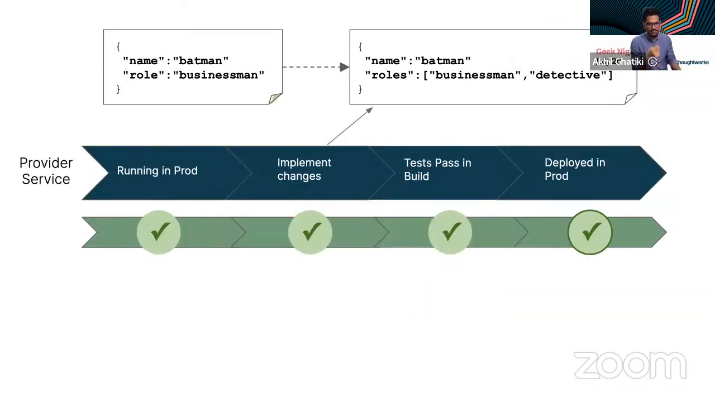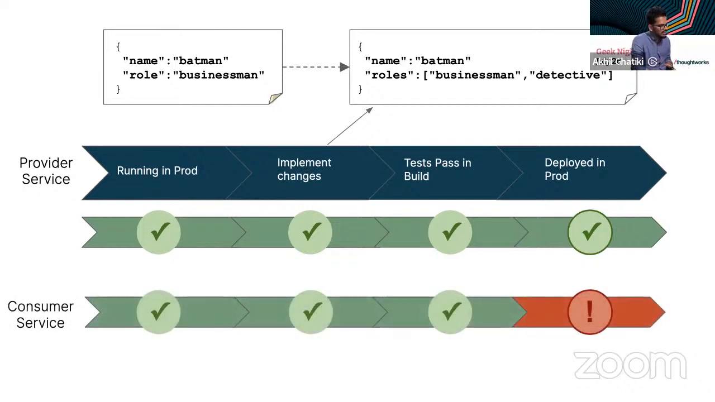So you did your component level testing, and your pipeline is green. There is a provider, the upstream service, and a consumer, the downstream service. The provider has a first schema. In the JSON contract, the name is Batman and the role is businessman. So it's perfectly fine. Then there was a change in the JSON contract. Now the roles is an array, like Batman is a businessman along with being a detective. Their pipeline is still green because they changed their component level test accordingly.